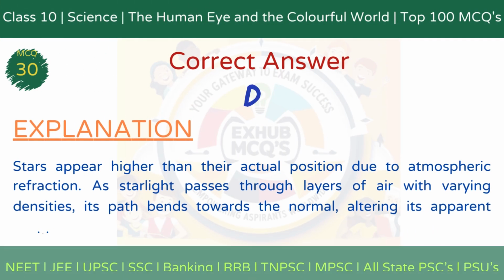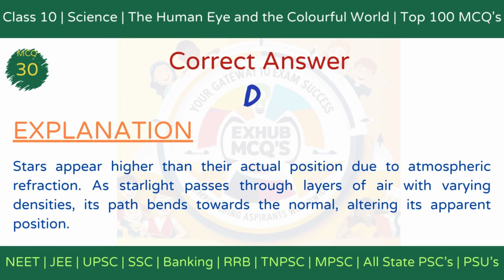The correct answer is option D, atmospheric refraction. Explanation: stars appear higher than their actual position due to atmospheric refraction. The light from stars bends as it passes through layers of the Earth's atmosphere with varying densities.